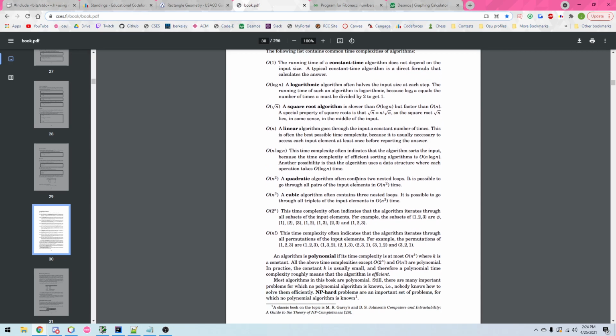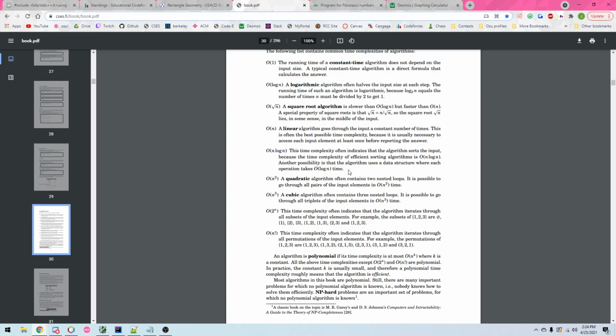N log n is a really common time complexity if you're sorting. The best sorting algorithms are done in n log n, as they say right here. So your time complexity is going to be n log n if you sort and then everything else is maybe done in O of n or something.